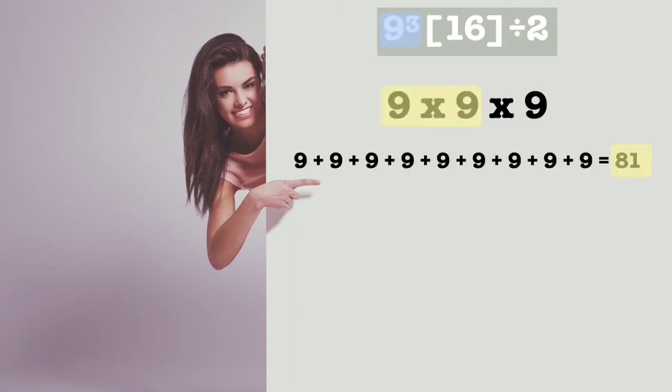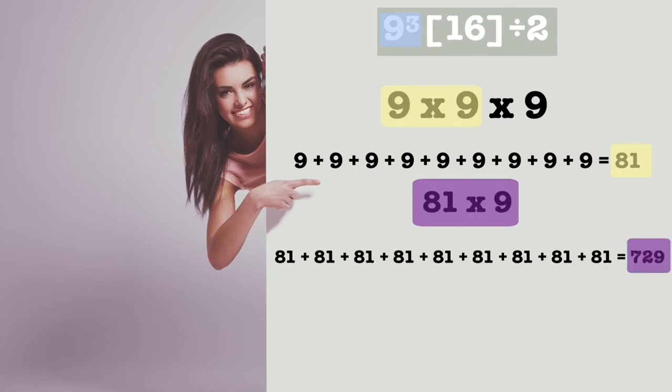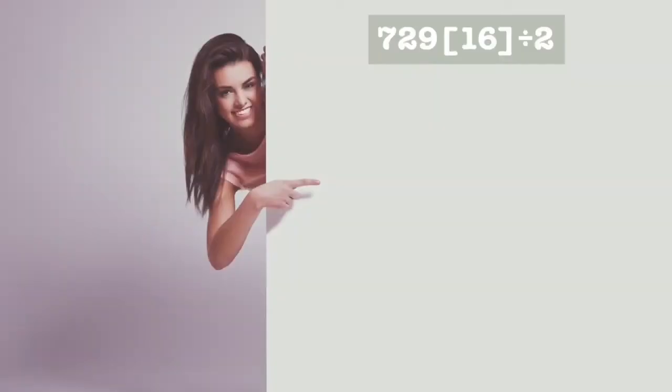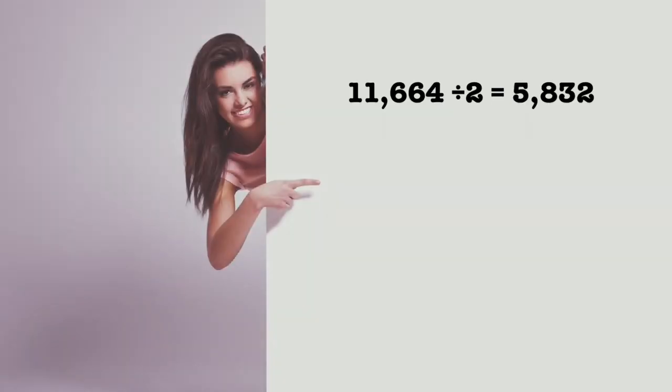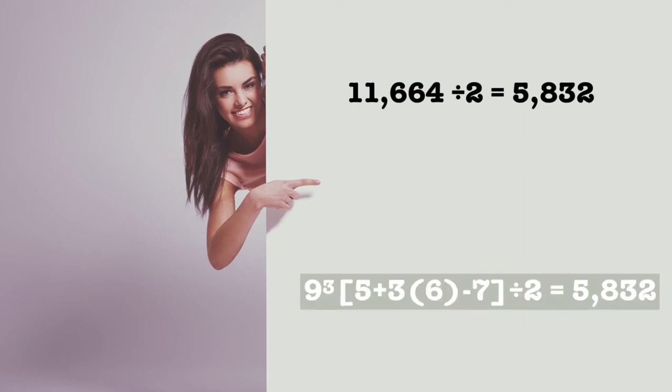Solve any exponents and roots from left to right. Look at that, we have an exponent 9 cubed, which translates to 9 times 9 times 9. So what's 9 to the power of 3? Or what's 9 cubed? 729. After solving the exponent, we have the following problem. Now we have only multiplication and division remaining, so we simply go from left to right until we have everything solved. This means that our final answer to the problem is 5,832.